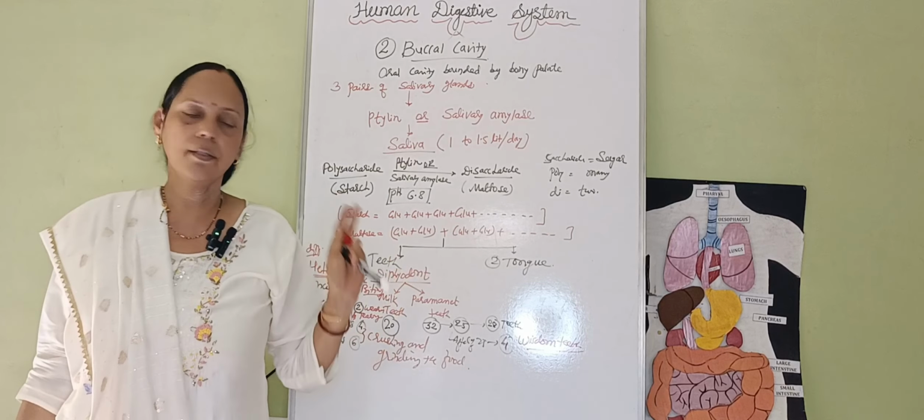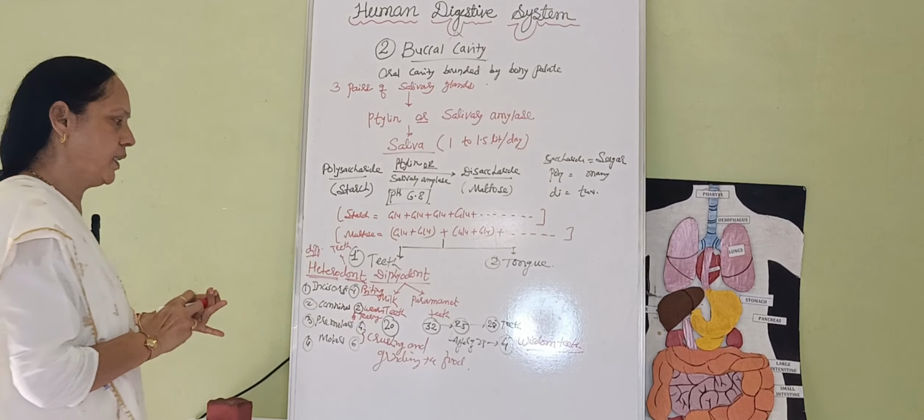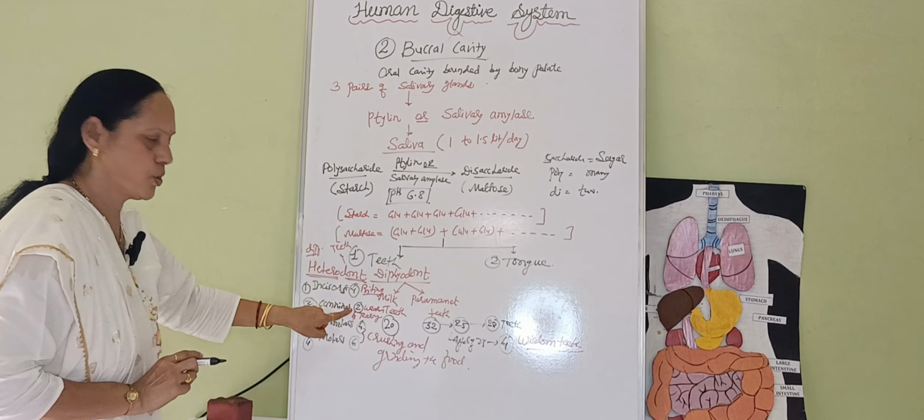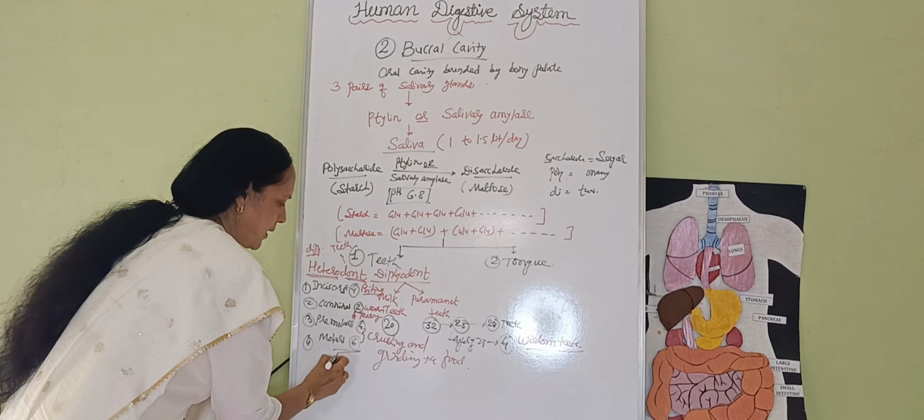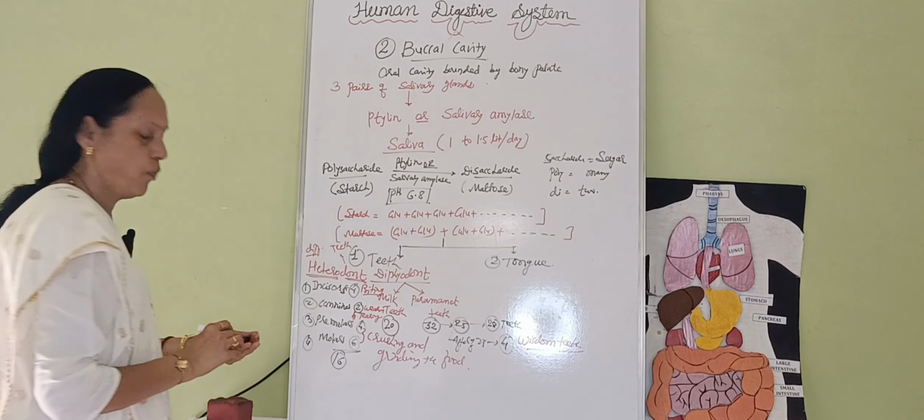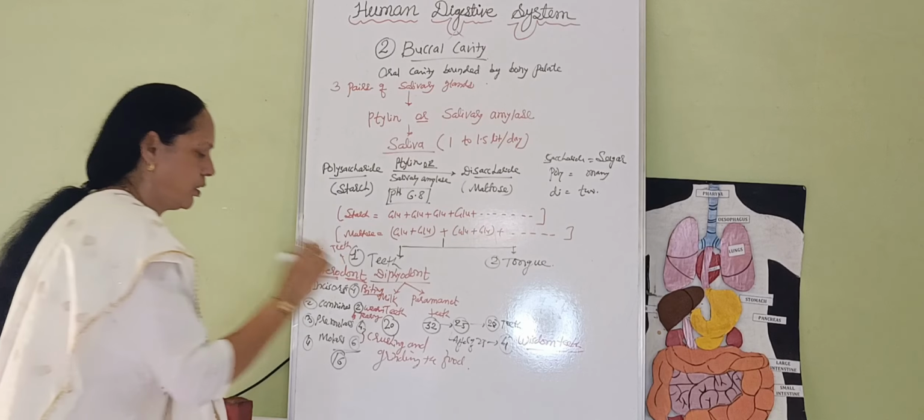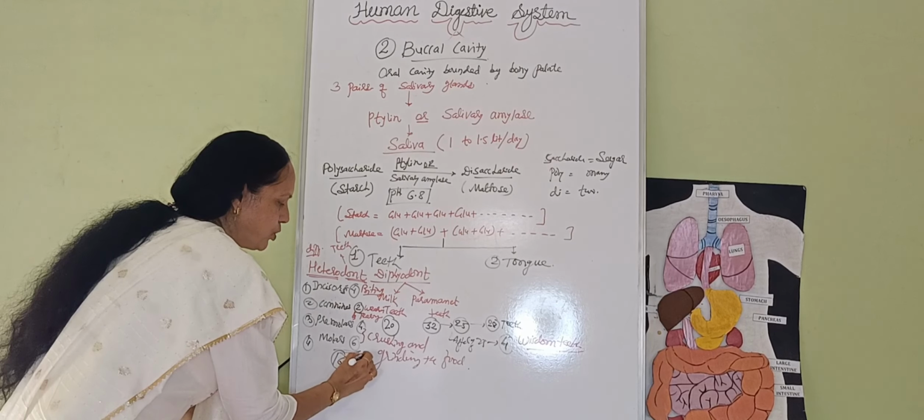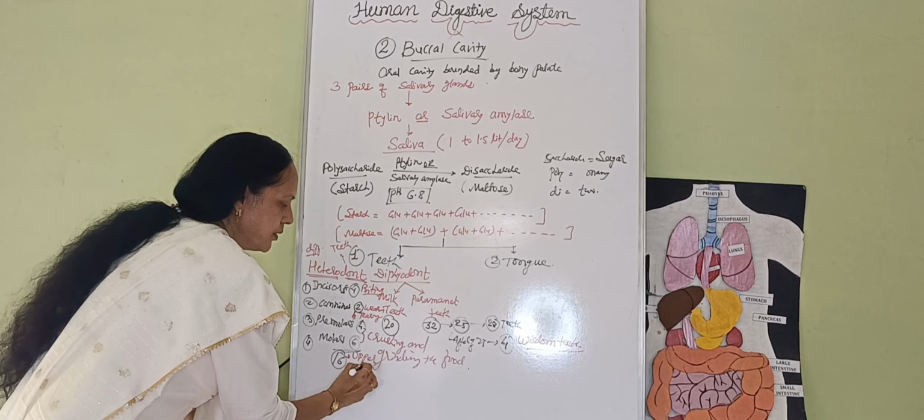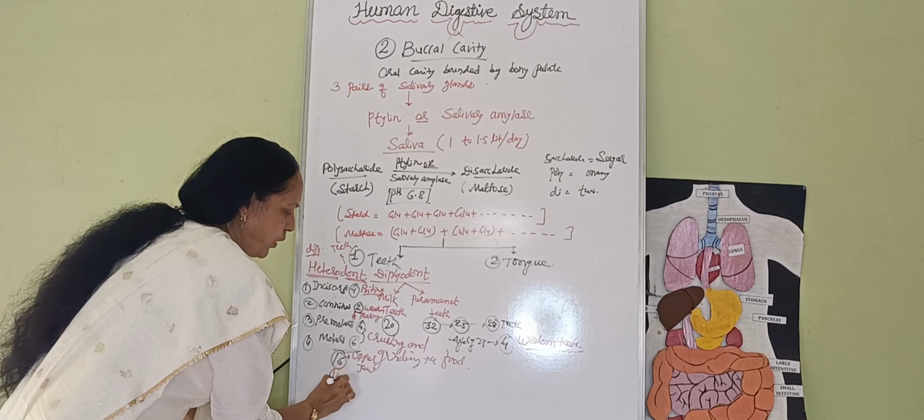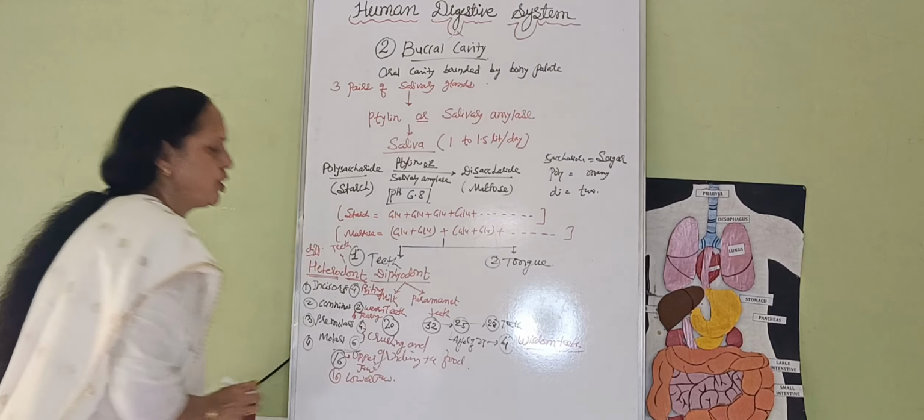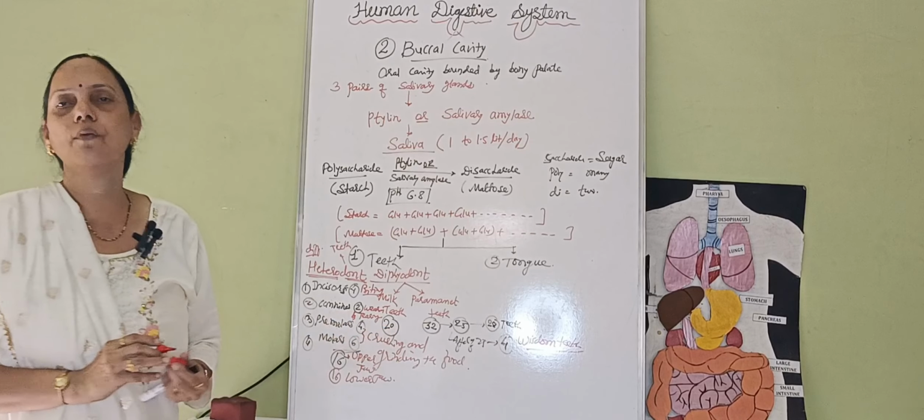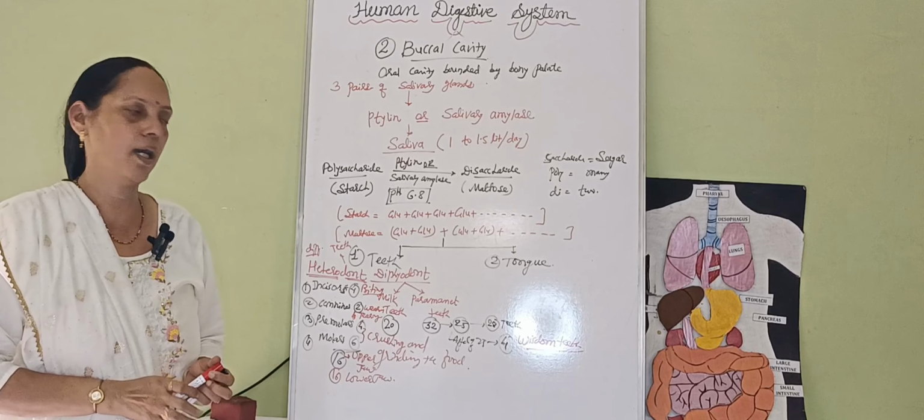In this way, if we total this, 4 plus 2, 6, 6 plus 4, 10, 10 plus 6, 16. So these 16 teeth are present in the upper jaw, and 16 are present where? In the lower jaw of our mouth. So in this way, a total of 32 teeth will be present in our mouth.